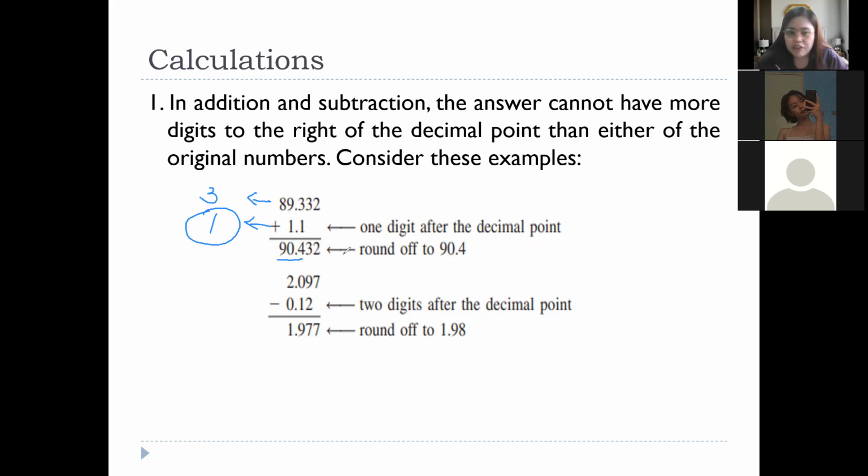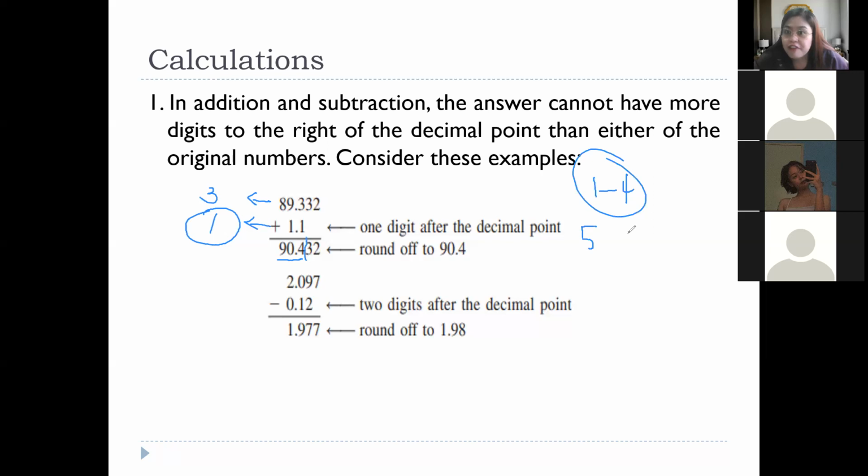But again, you have to consider the next digit kung mag-add ba ka og 1 or dili. So like 90.432, since this is 3, di ba pag 1 to 4, no need mag-add sa last digit na imuhang i-include. Pero pag 5 to 9, that's the time mag-add ka. So dili na siya, 3 man na siya.